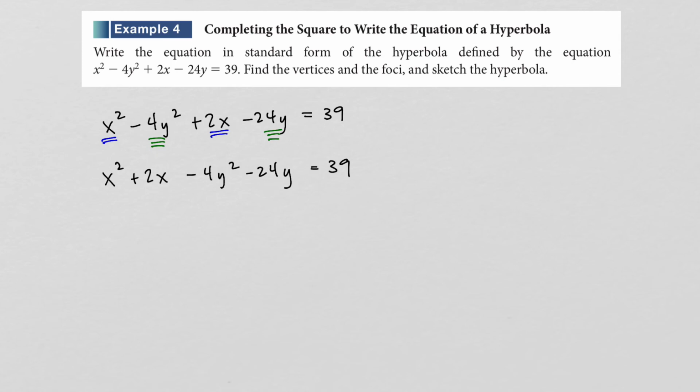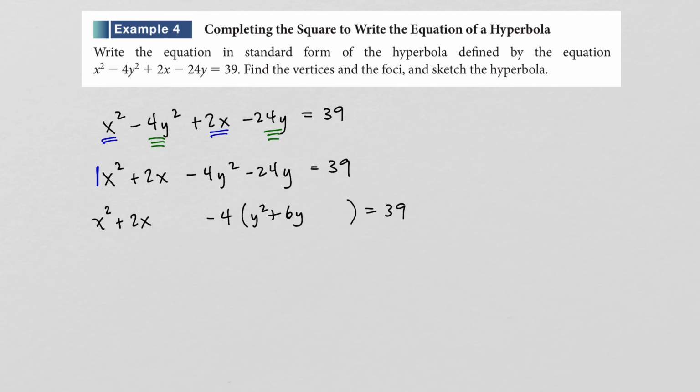And then the next step is, when you want to complete the square, you have to have a number 1 in front of your squared variable, which we do right here. So that's good news. But on the y squared, notice that we don't have a 1 here. So whatever number you have there, you have to factor that number out of both of these terms. So if we do that, we get the following.